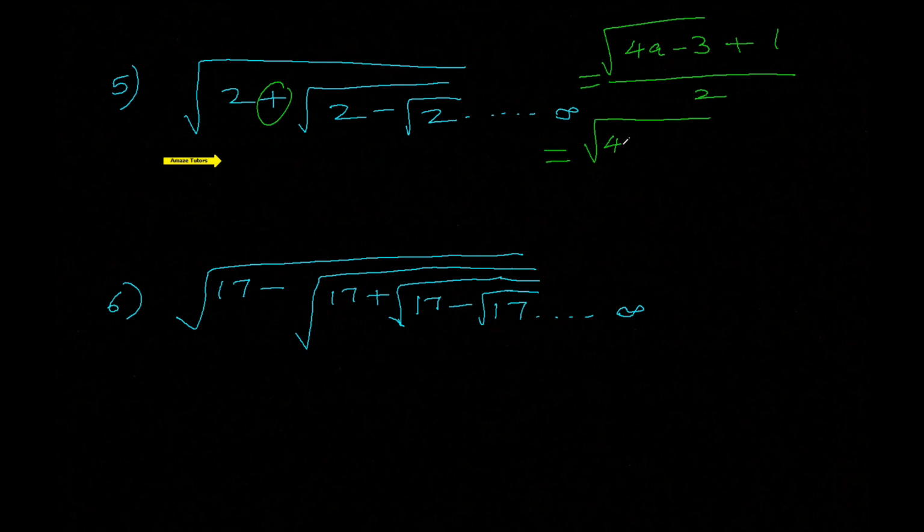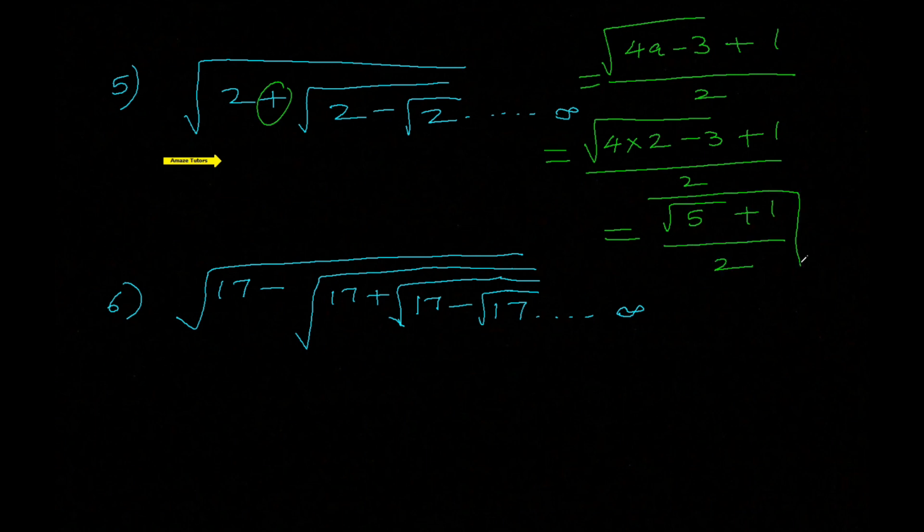Now 4 times a in this case is 2, minus 3, plus 1 upon 2. Now 2 4s are 8. 8 minus 3, 5. So root 5 plus 1 divided by 2. This is the answer. Is it not really simple and easy?